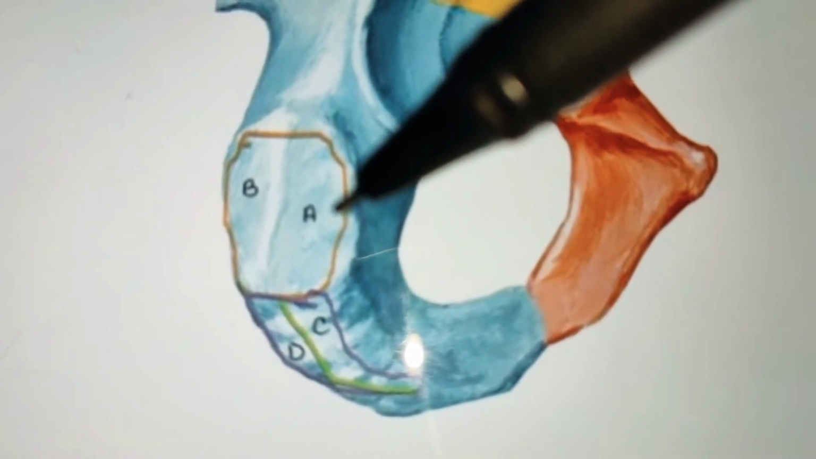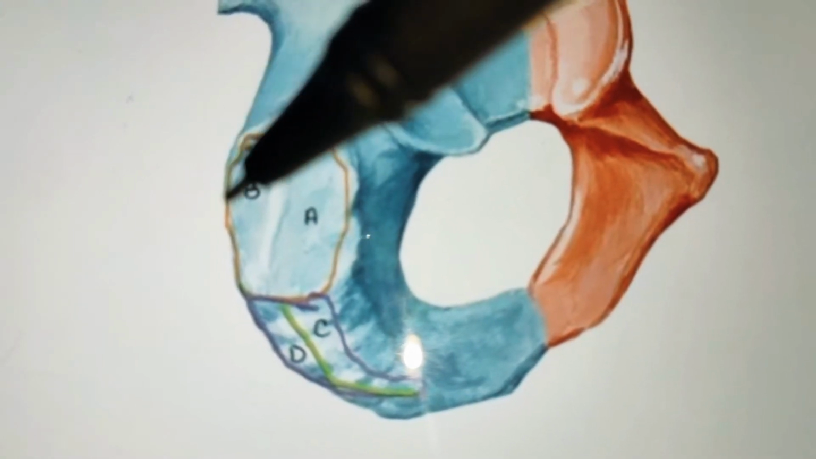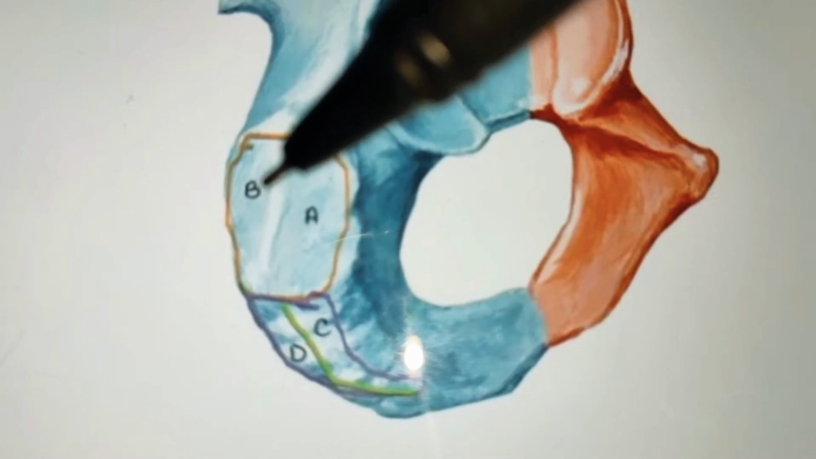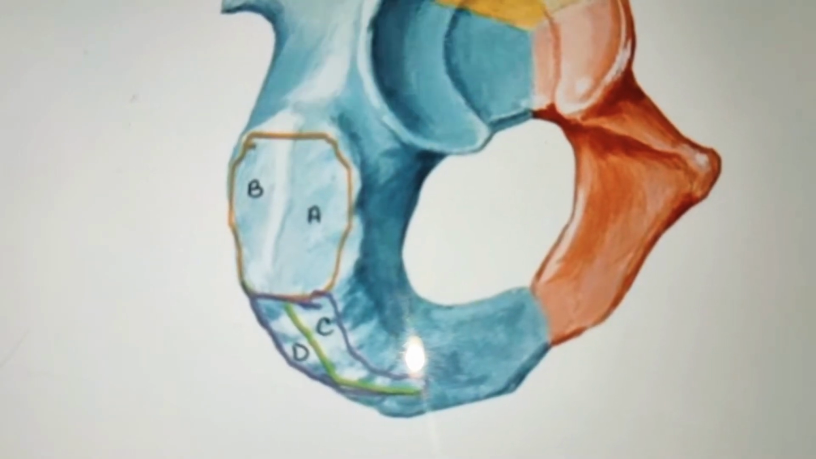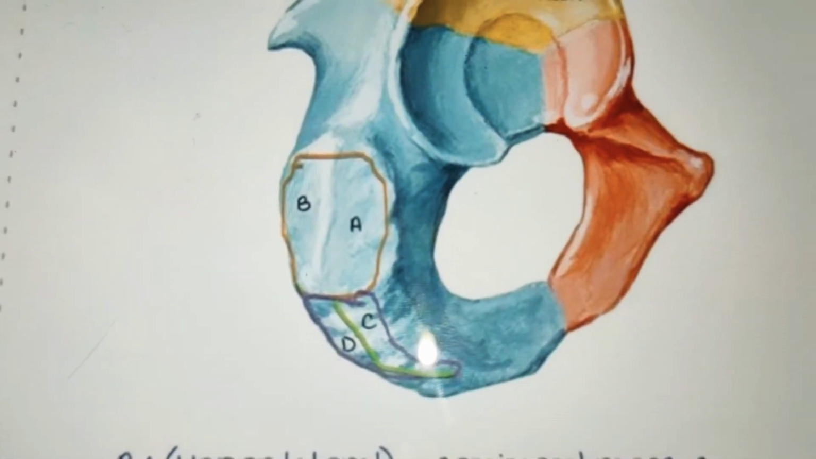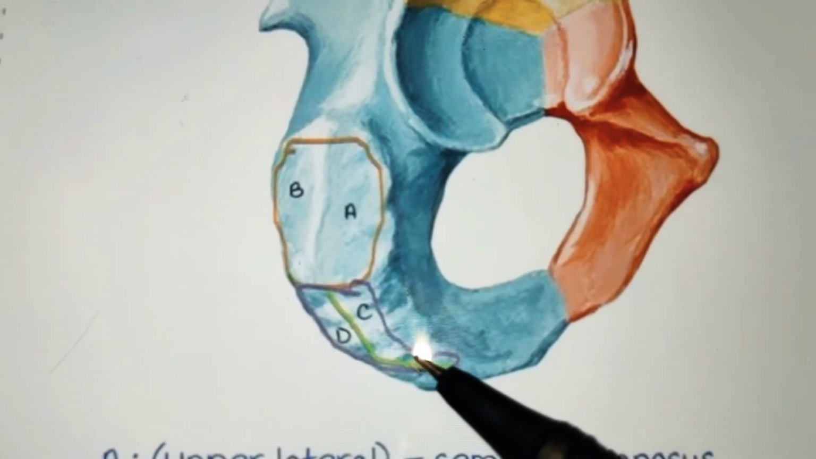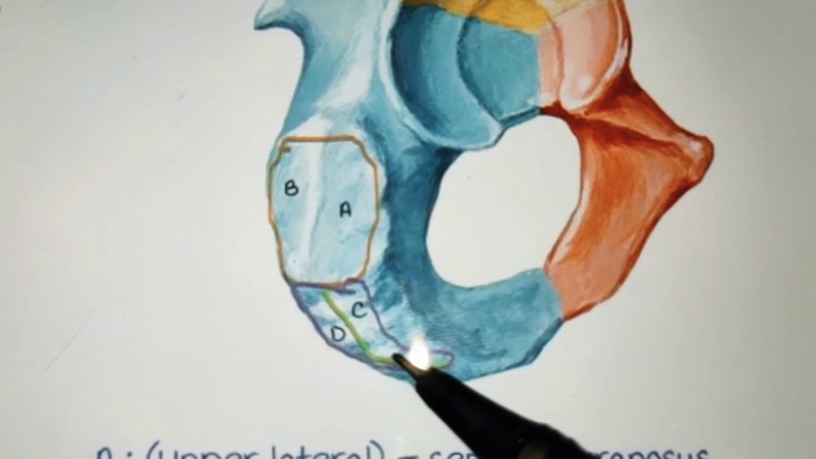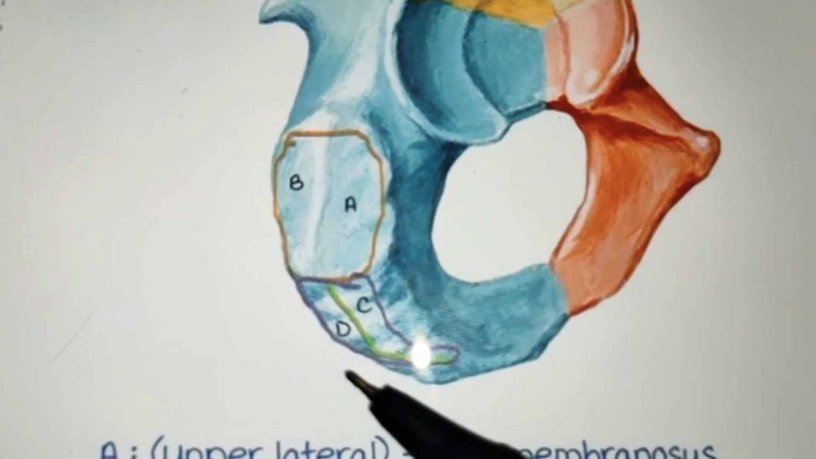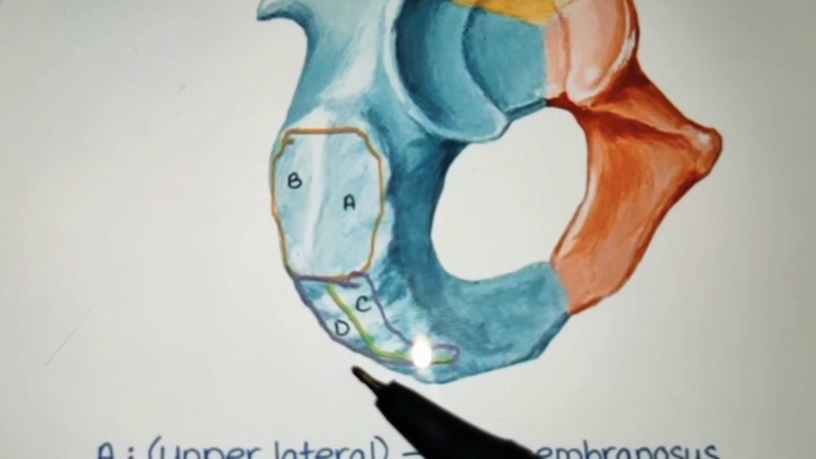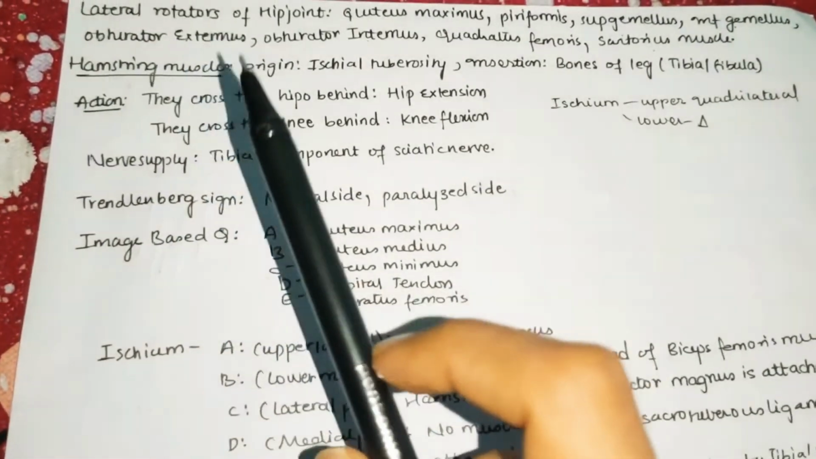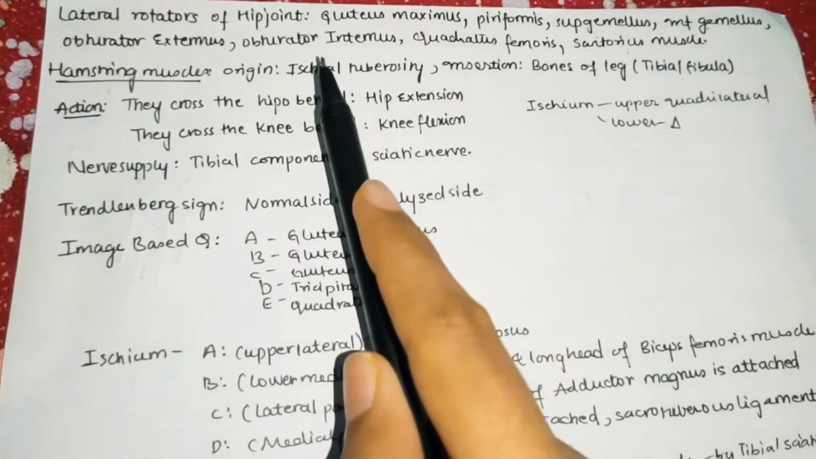Here it gives origin for the semimembranosus muscle. And you can see here B, which is the lower medial part, which gives origin to semitendinosus and also the long head of biceps femoris muscle. Next, coming to C, you can see C is the lateral part, which is the hamstring part of adductor magnus, which is attached here, and D is the medial part where there is no muscle attached, but there is the sacrotuberous ligament attached. So now let's check out the theory which is related to hamstring muscle.